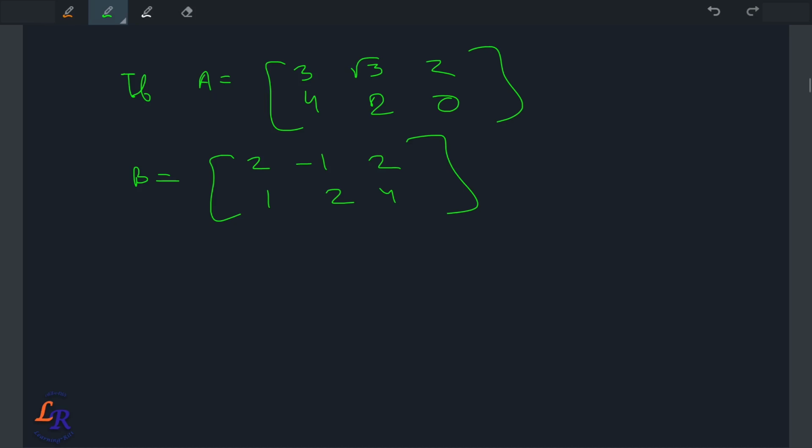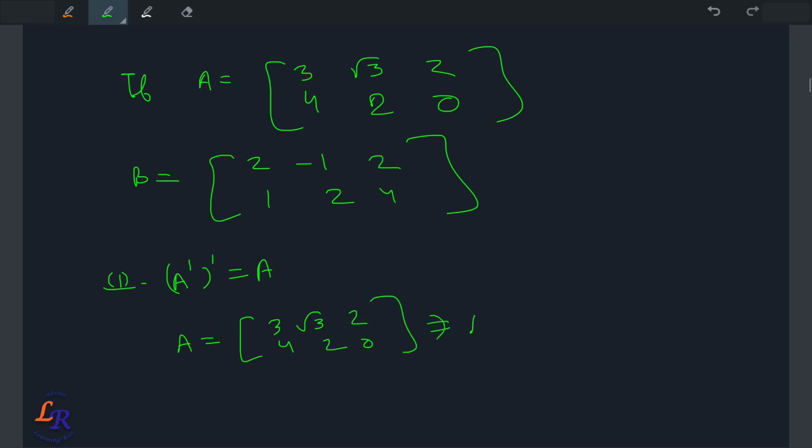Now let's verify the very first property, which says that the transpose of the transpose is equal to the same matrix. So for that, first let's take A as 3, root 3, 2; 4, 2, 0.